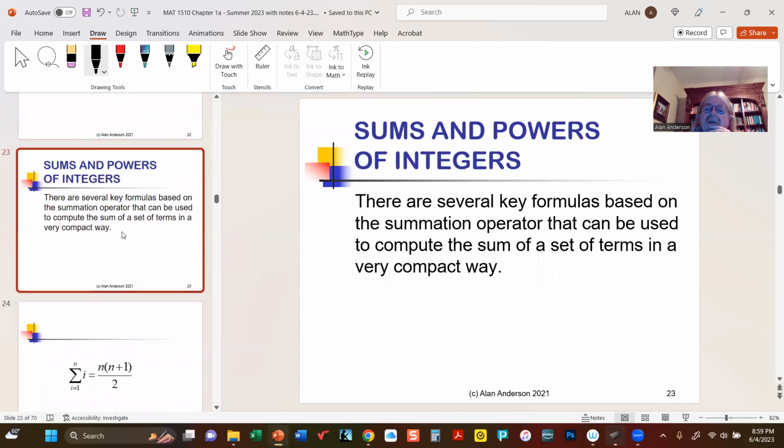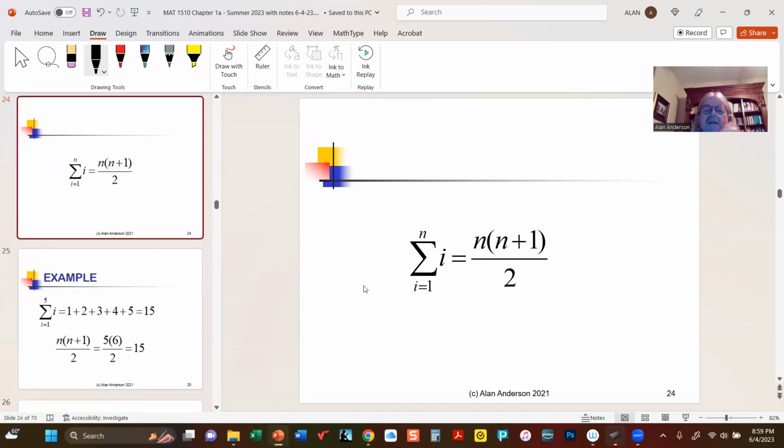Now, here are some useful shortcut formulas, and this is very helpful for proofs. It turns out that some of these summations can be simplified very easily. Let's take a look at this one. The sum of i equals 1 to n of i equals n times n plus 1 over 2. Okay, now we're not going to prove that here, but we could use an example.